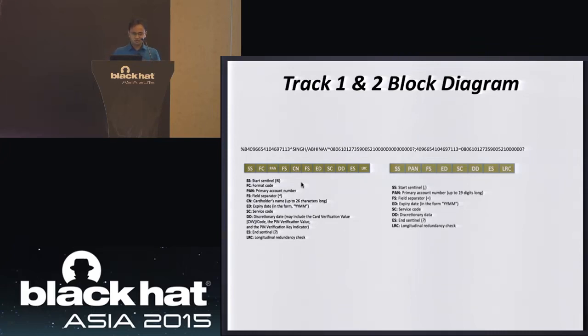On track 1, the start sentinel is the percentage sign, and if you look at the dump data, it's starting with a % sign. Then there is a format code, let's say B for bank. Then there is a primary account number. Then there is a field separator. I don't know what that sign is called, just treat it as a field separator. Then it is followed by the cardholder's name. Then there is the expiry date, 0806, and so on. Similarly, you can match the track 2 data as well.